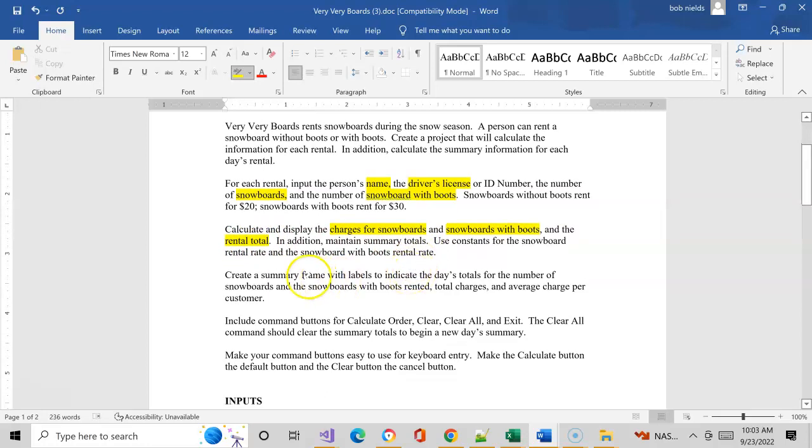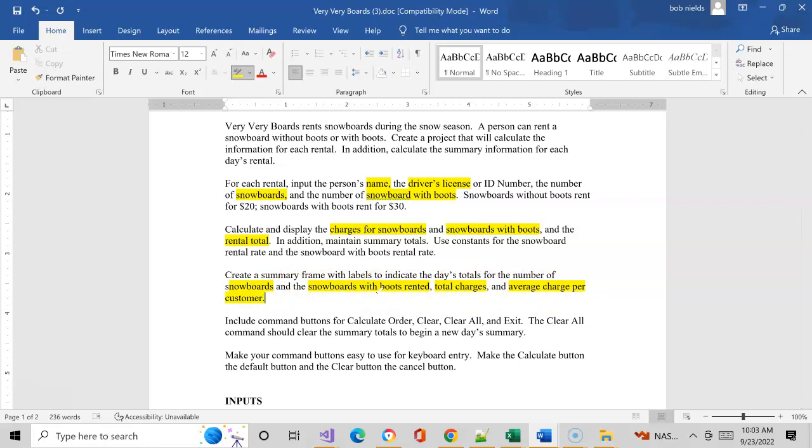Summary totals. Well, in the summary frame, use labels to indicate the day's totals for the number of snowboards and number of snowboards with boots, the total charges, and the average charge for customers. This is a daily thing here. So in this case, we've got 1, 2, 3, 4, 5, 6, 7 different outputs. Do you see that?